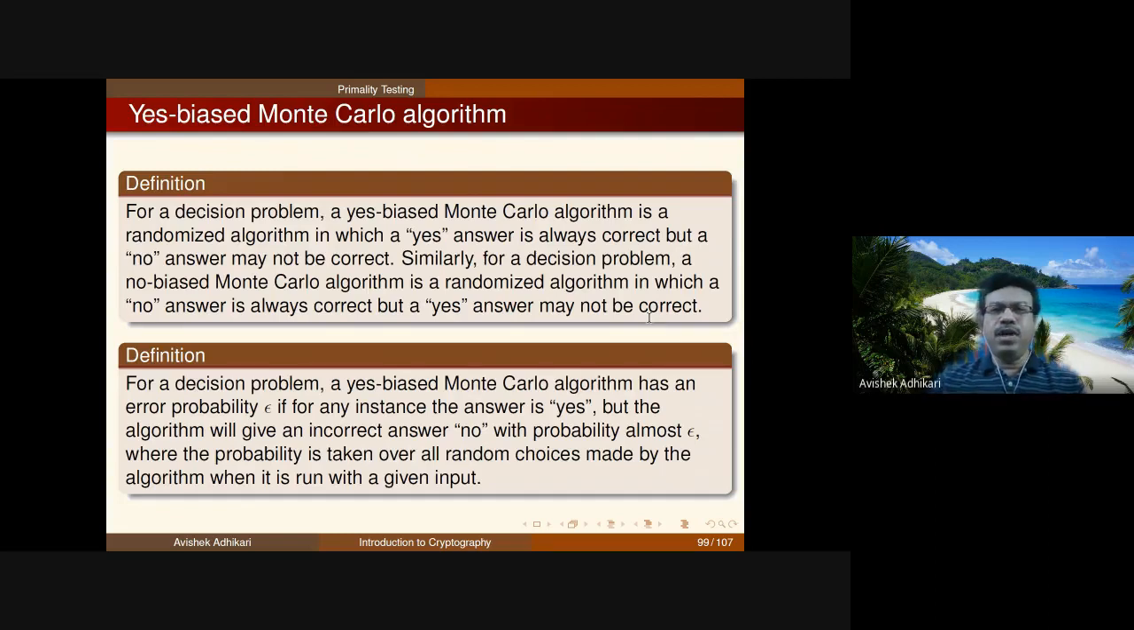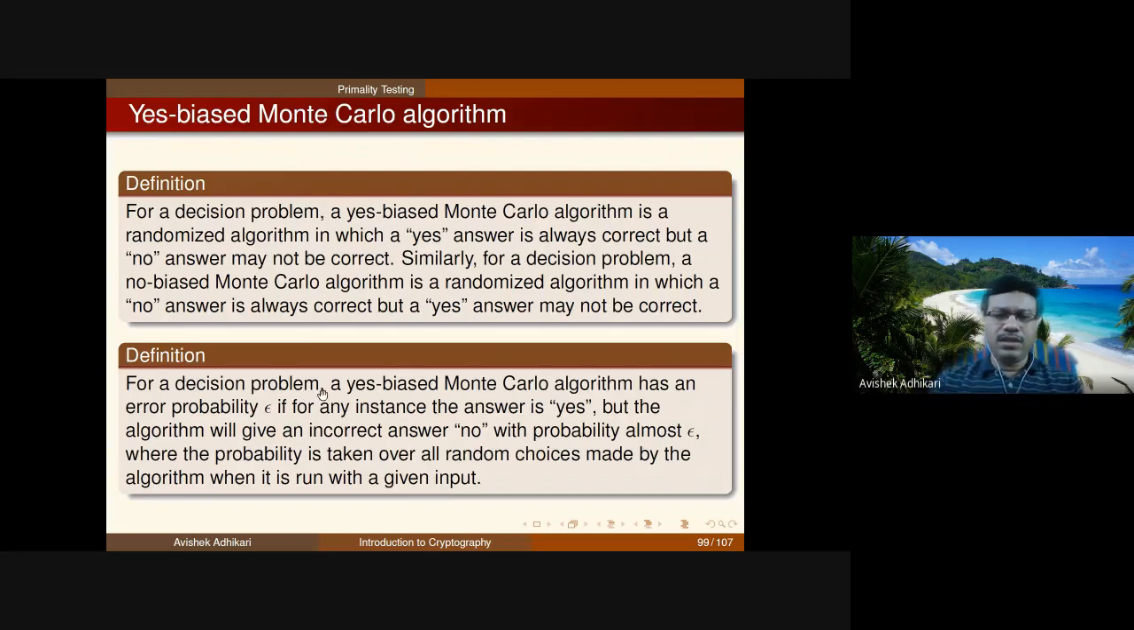But if you can have some bound on the error, that means you might have some error when you get the no answer, but you have some means to reduce the error probability, then you are basically done. So that is known as something.